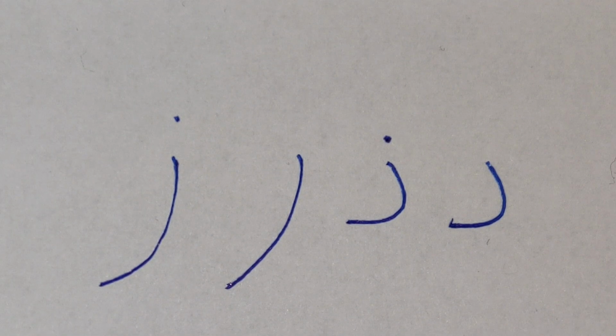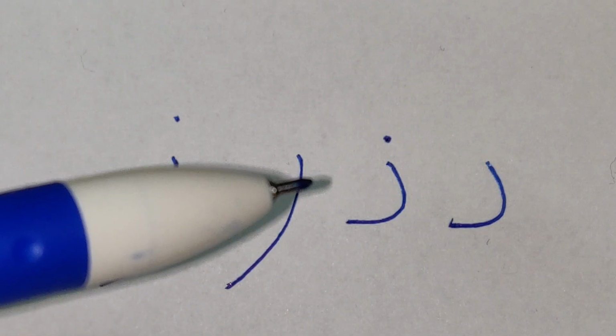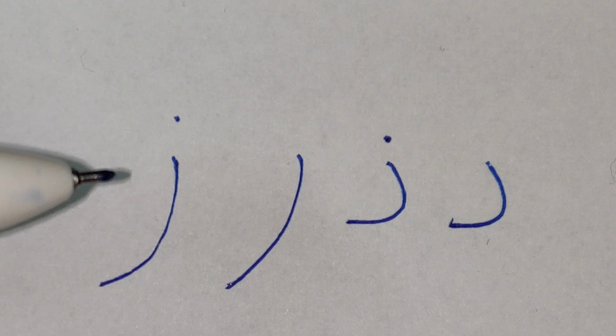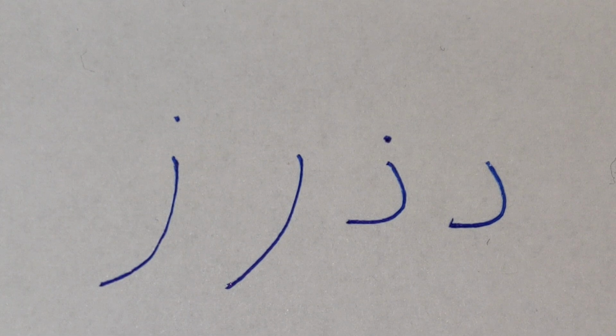So again, let's write them. Dal, dhal, ra, zain. Dhal is pronounced like the English th for the word the or this, while the previous letter we learned, tha, is more like the th in English for think or theater.